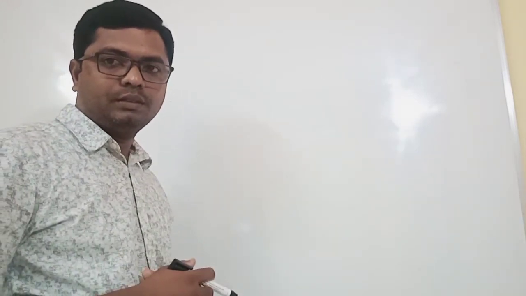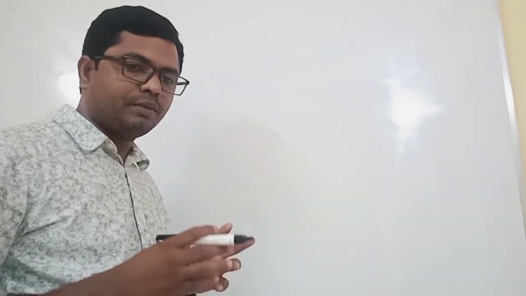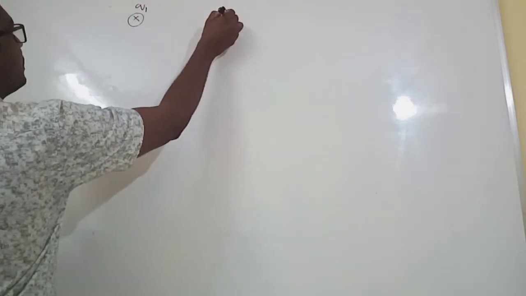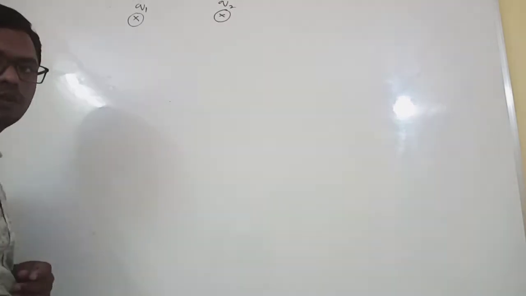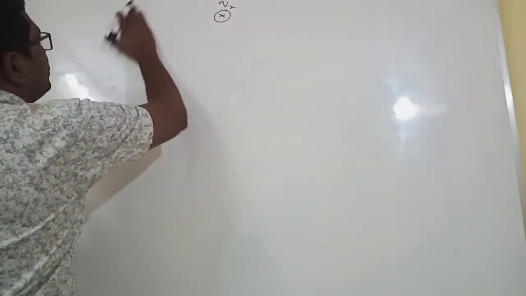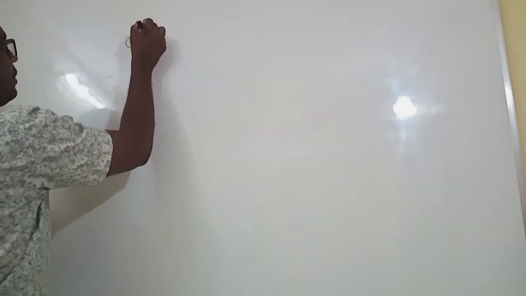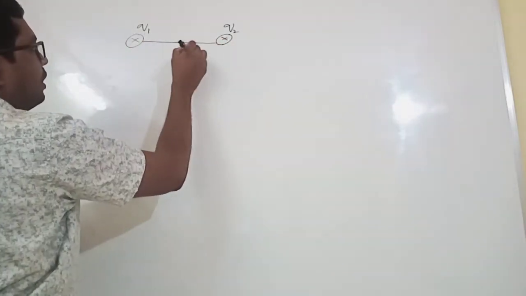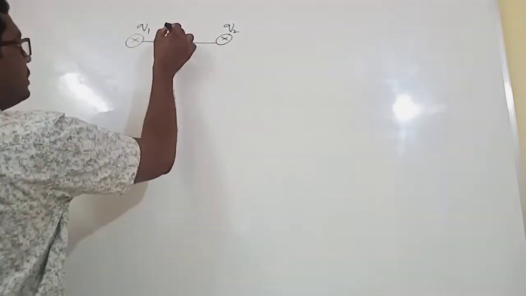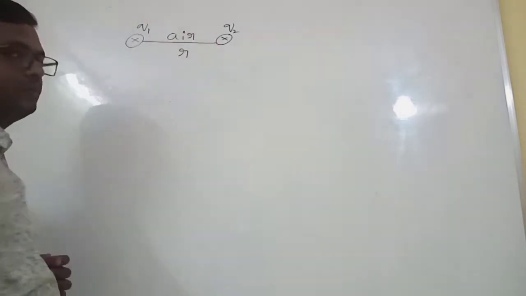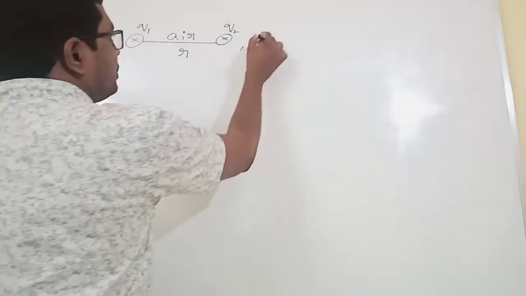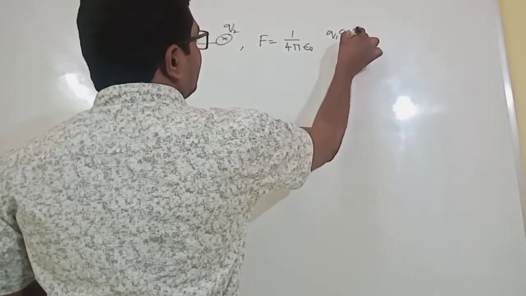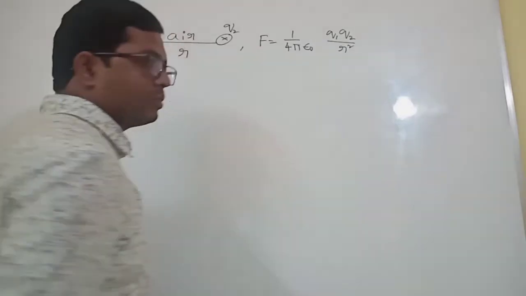As per our discussion, there is a vacuum or air between the two charges. This one charge is Q1, this other charge is Q2. The distance between these two is R. Now, when the space between these two is filled with air or vacuum, then the force F is equal to 1 by 4 pi epsilon naught Q1 Q2 divided by R square, according to Coulomb's law.